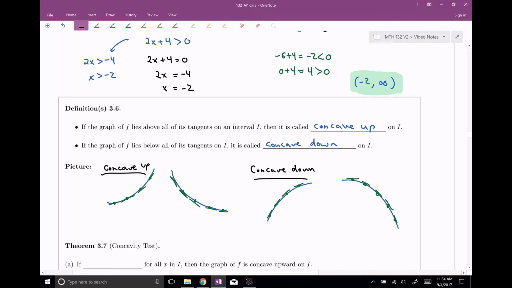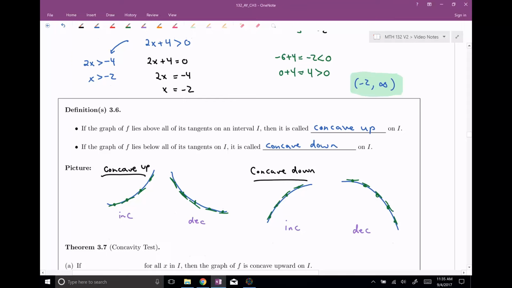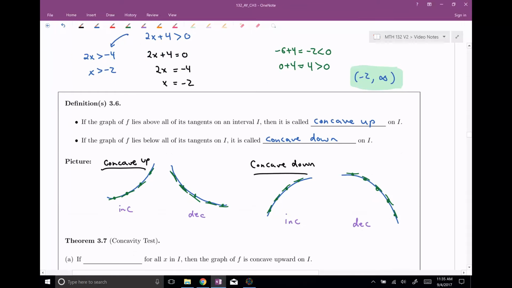And I want to bring up something kind of important here. It's easy when you start doing problems. A common mistake that I see is that people confuse concavity with increasing, decreasing. So I want to mention that this right here is increasing, which I'll just denote with inc. This one right here is decreasing. Likewise, this one right here is increasing, right? It's going up. And this one right here is decreasing. It's going down. So concavity and increasing, decreasing are two separate topics.